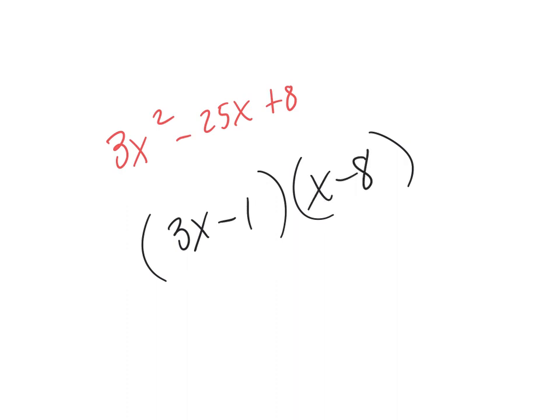Now, if anybody said, I think I got it and this is it, I would check them. And I go like this. 3x times x, 3x squared. Cool. Then I would check the lasts right away because that's super simple to check. And negative 8, negative 1 makes positive 8. Sweet, that worked. Now the part that usually messes people up.